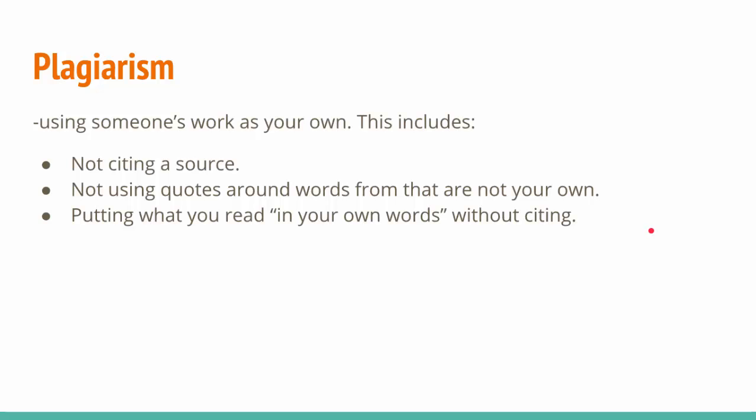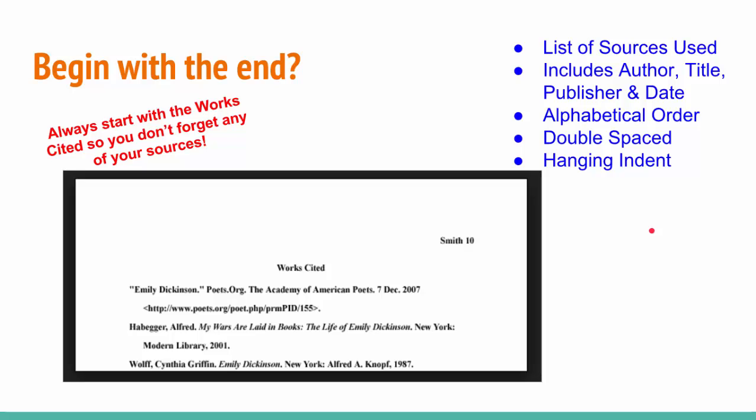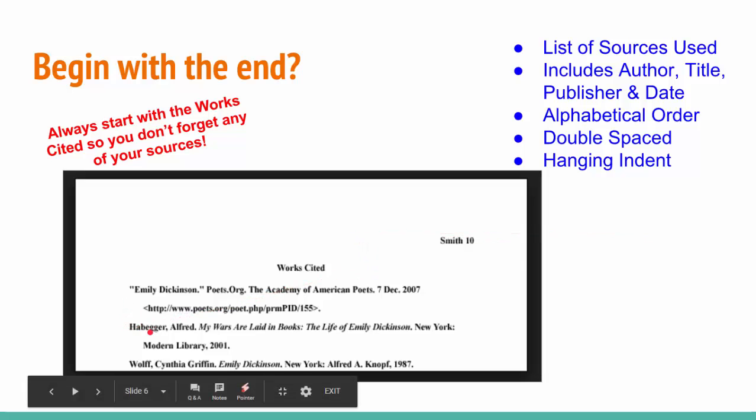How do you cite the source? Well, I always suggest that you begin with the end. The last page of your paper is a works cited page, and a works cited page is a list of the sources used. It includes things like the author, the title, the publisher, and the date. You always place it in alphabetical order. It's double spaced, and it has a hanging indent to show which items go together. There's another video about that if you need a little help.